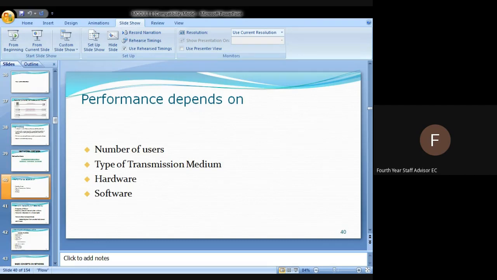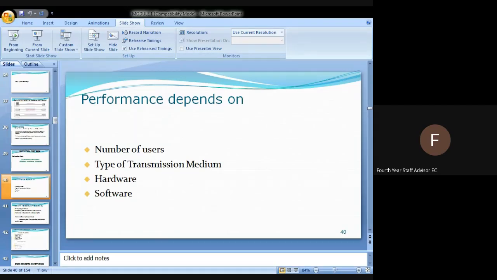So I hope you are getting it. Performance depends upon the number of users. If a lot of users are there, it slows down, the response time will be very slow, and it will affect the performance of a network. So you have an average number of users, you have a limitation on the number of users, and once it exceeds that limit, it will affect the performance, right?